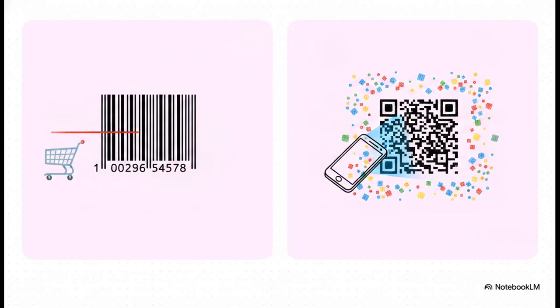To really understand this magic, we actually have to travel back in time a bit to 1994. At that point, the world relied entirely on the standard 1D UPC barcode. You know the ones, those familiar vertical black lines you still see on grocery store items today. But here's the thing, traditional barcodes had massive limitations.